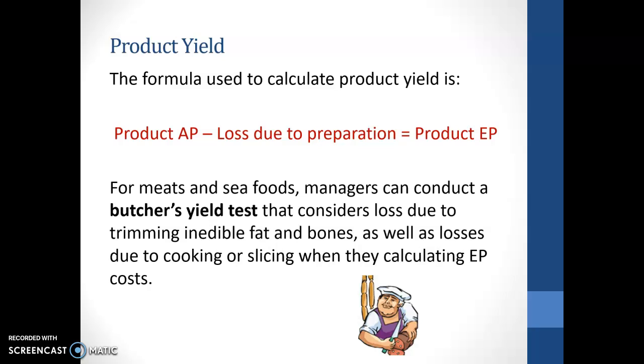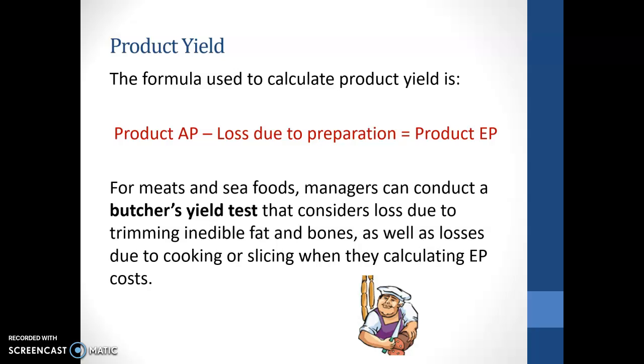Okay. So we're looking at a product yield formula, where we look at the product in its original state, then whatever it loses during preparation, and that is what gets us our product EP. So that is how we get that edible portion. If you've ever worked in a kitchen, you also might have heard them reference this as a butcher's yield test. That's essentially what we do, because that's essentially a butcher.